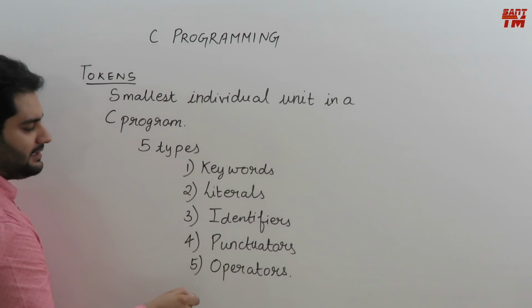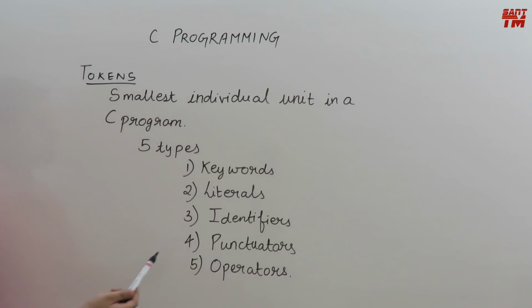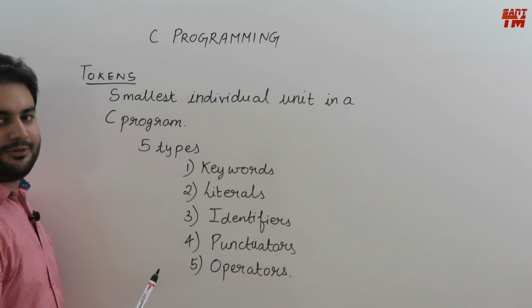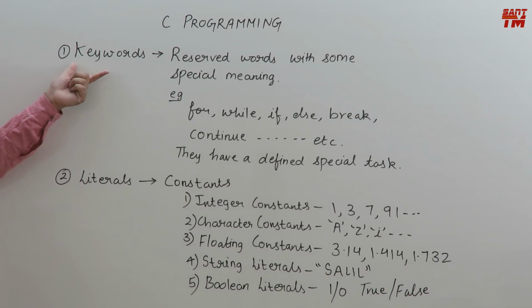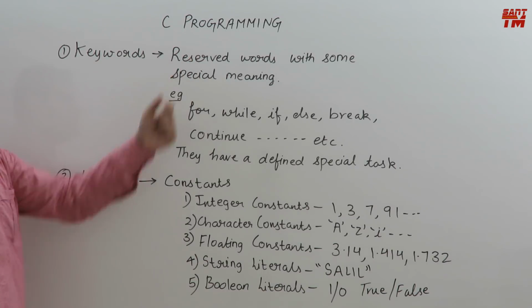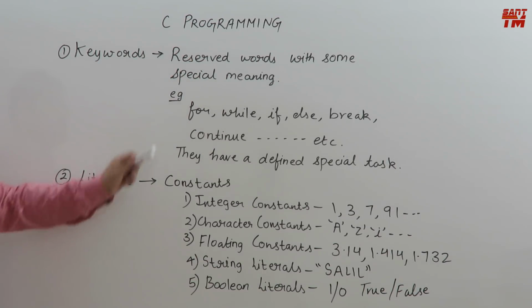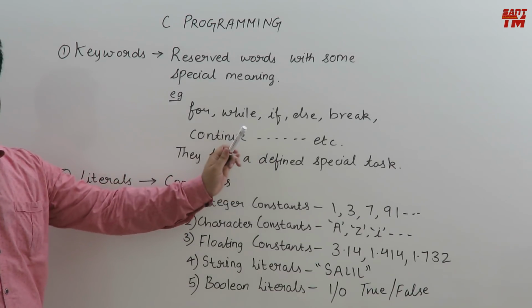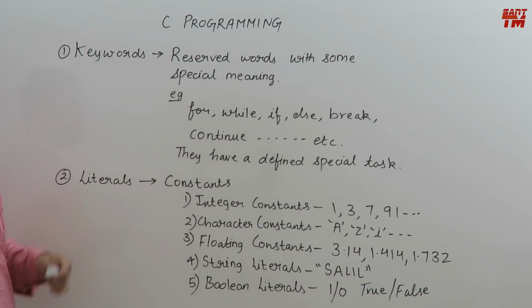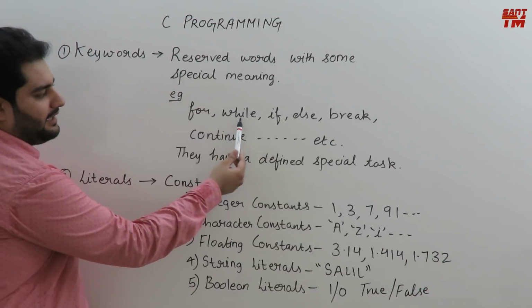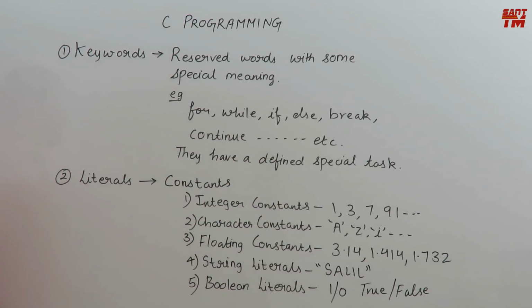Now one by one we will see what they are and what their uses are in the C program, and definitely we are going to come to the first C program very soon, don't worry about that. So the first token is keywords. Keywords are reserved words with some special meaning. That means they have a well-defined special task. Whenever we have to perform that task, we will use these keywords. Examples of keywords are for, while, if, else, break, continue, etc. There are many keywords in the C programming language. We will find them later whenever we use them. So just now note their definition and some examples of keywords.